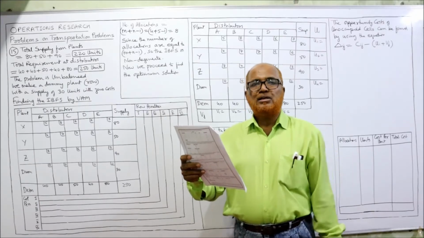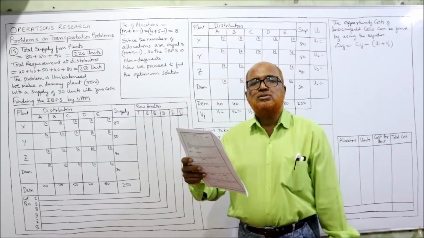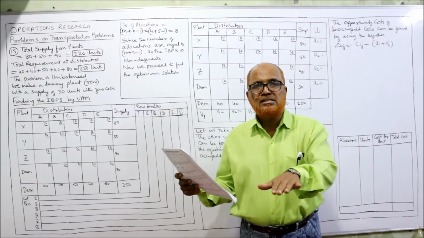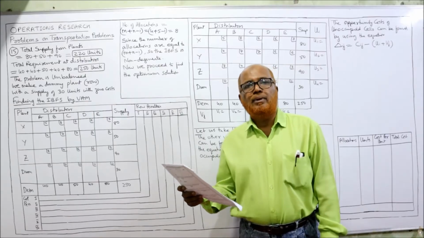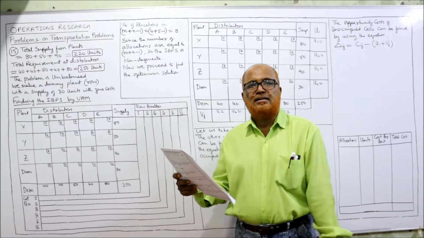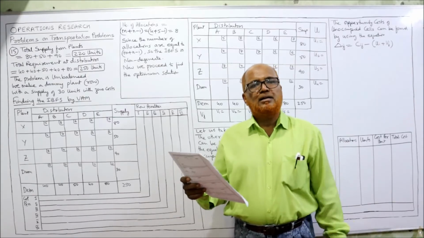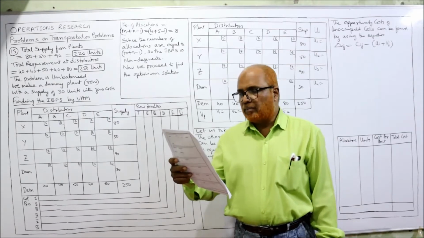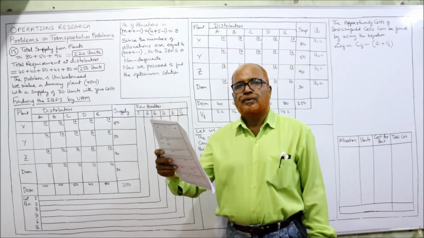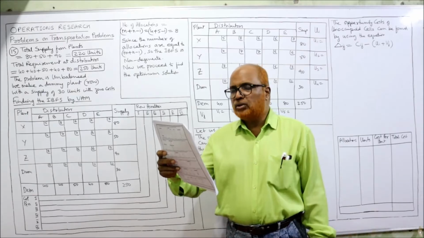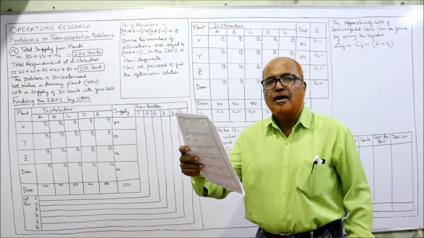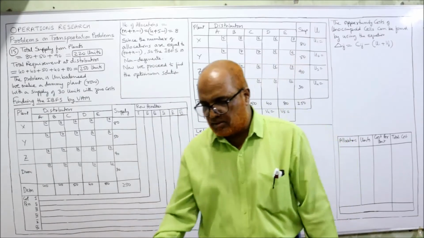The requirement is 250, but the supply is only 220. It is unbalanced. Supply is less. So we make a dummy plant. Already 3 plants are there, X, Y, Z. One more dummy plant we will make to make the problem balanced. Unit transportation costs are given in rupees from plant to the distributors. Plants X, Y, Z, distributors A, B, C, D, E, and the unit cost matrix is given.